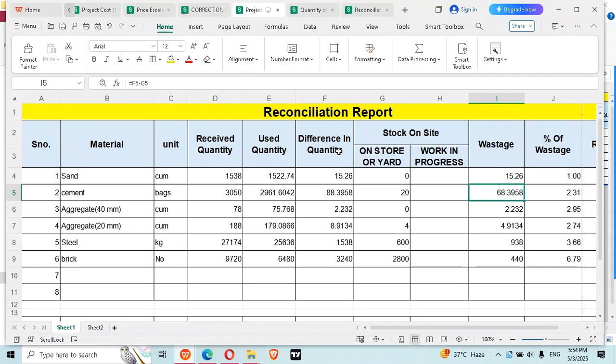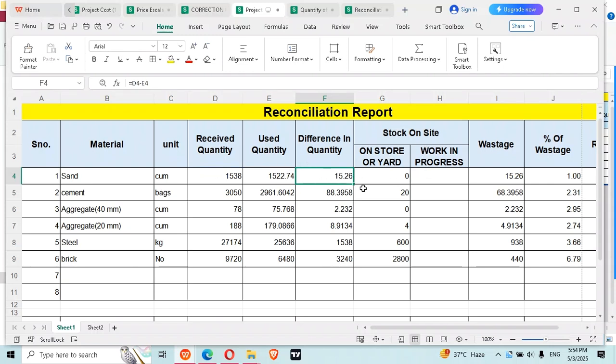Now we are coming to the difference in the quantity. What you should do, I am clicking here. You should subtract the used quantity from the received quantity. So you will understand what the difference in the quantity is. Just subtract the used quantity from the received quantity. Understood? So I'm coming here. This is the difference.